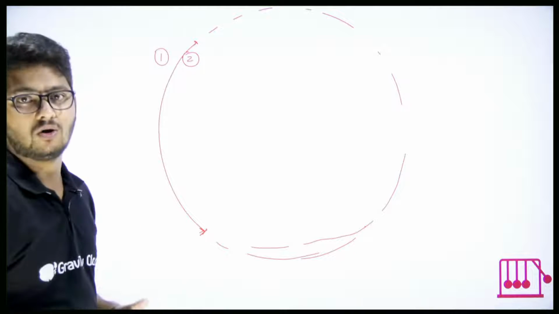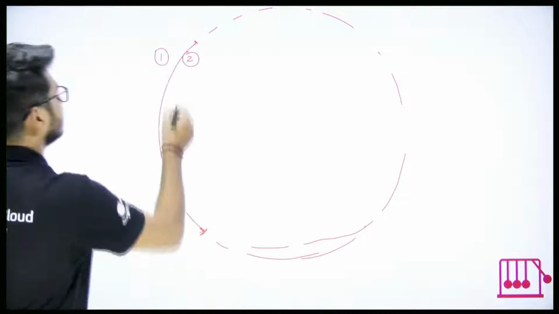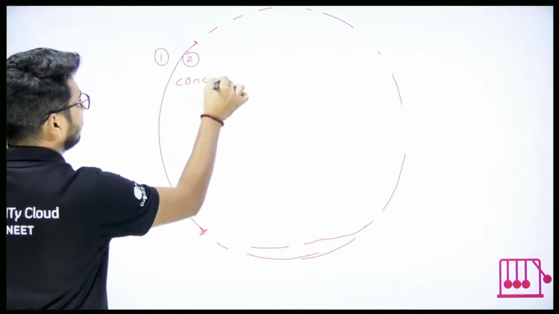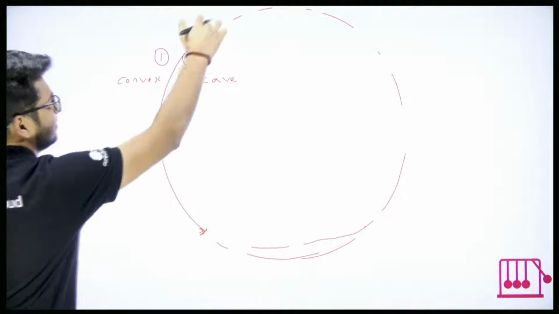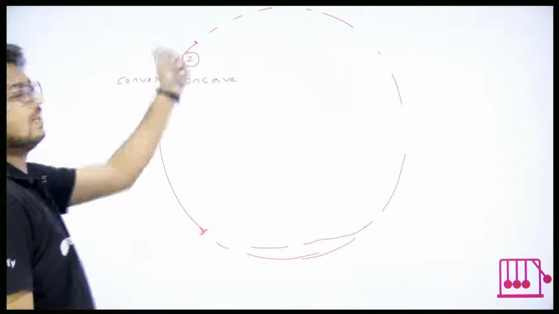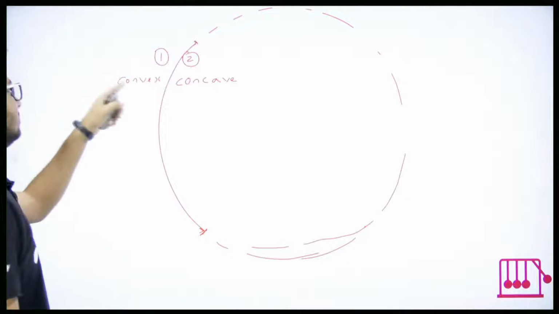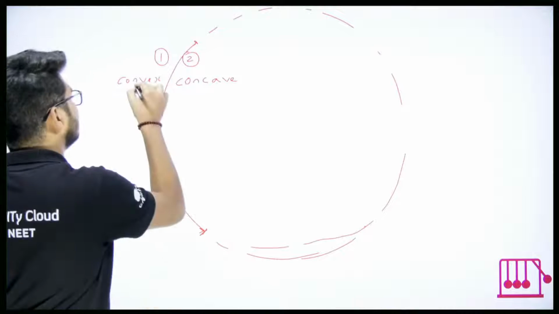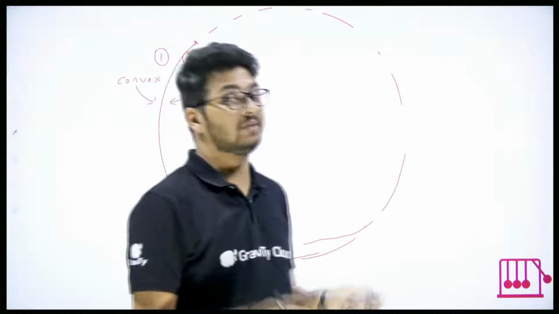One of them is called concave and the other is called convex. The inside one is called concave and the outside one is called convex. Yes or no? The surface that is inside the sphere is called concave, and the one outside the sphere is called convex. So this here is convex and this here is concave. Understanding the naming is very important.